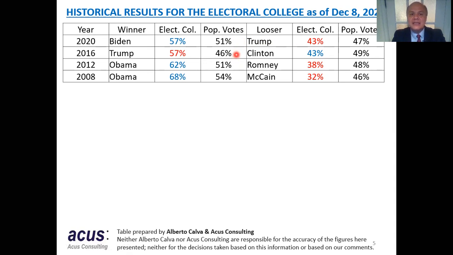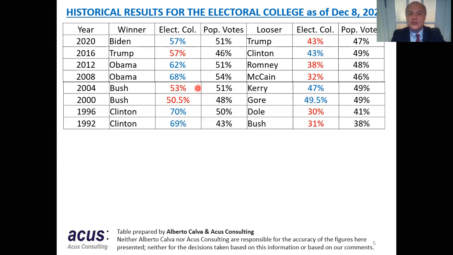In 2016, Donald Trump got 57% of the Electoral College votes against Hillary Clinton with 43. But look at this, Hillary Clinton got a larger percentage of the popular vote against Donald Trump, 49 against 46. If the election would have been based on popular vote, Hillary Clinton would have won. But since the system in the US is with the Electoral College, obviously Donald Trump won that election. Previous to that, Barack Obama 62% and 68 and also won the popular vote.